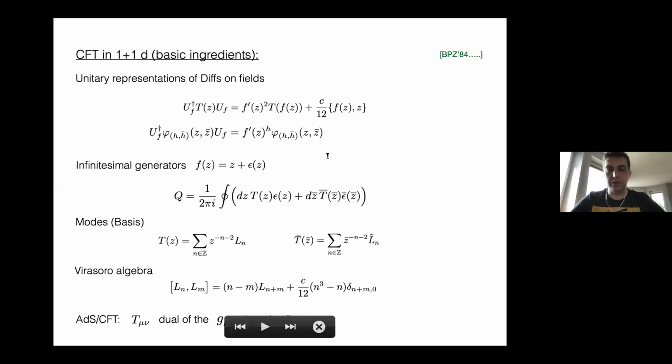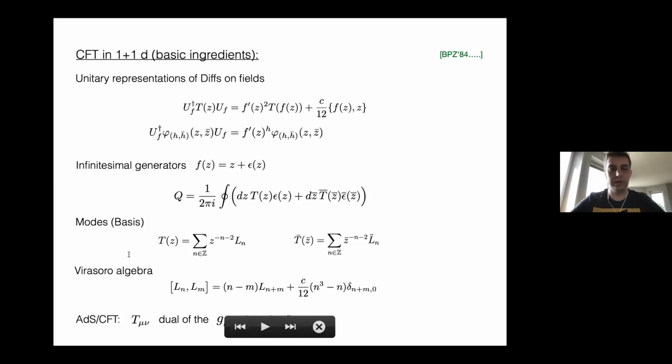I'm sorry, most of the time I'll be writing only chiral components, but I always have in mind that I have two independent functions, and these epsilons correspond to F, and epsilon bars correspond to F bar. Okay, so these stress tensors, T and T bar, they can be expressed in the basis.